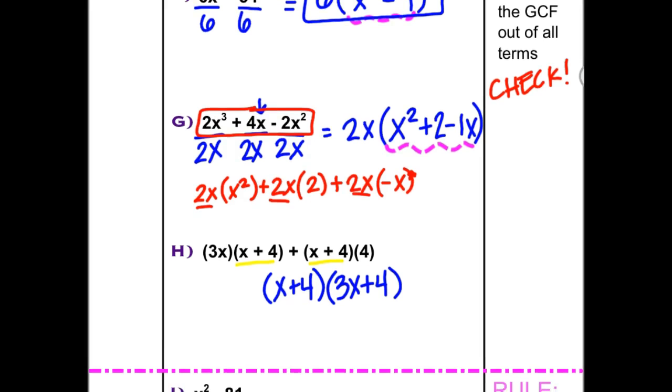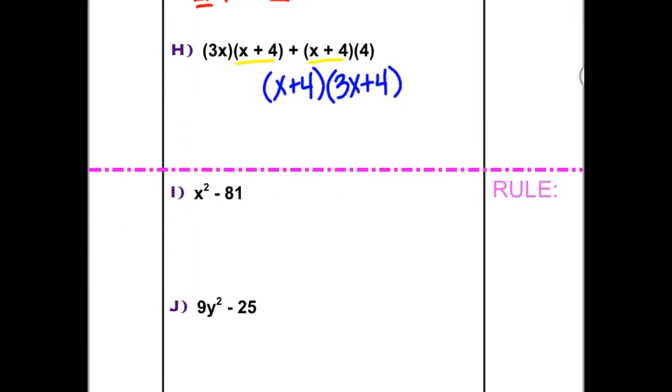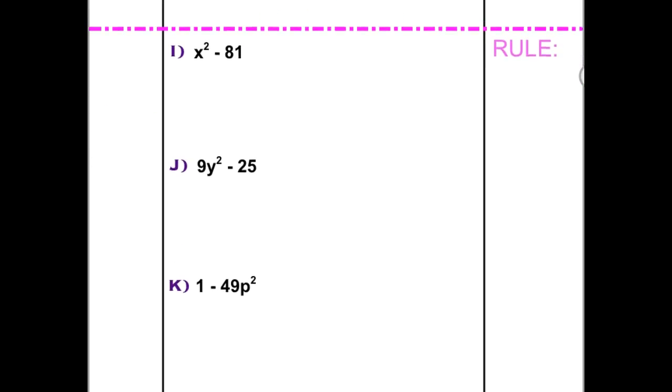That's it for GCF. Now let's take a quick look at what we call difference of squares. I notice that x squared is a perfect square, so is 81. I see that 9y squared is a perfect square, and so is 25. 1 is a perfect square, so is 49p squared. Therefore, if you have that and you have a minus sign in between, we follow our rule that says if you have a squared minus b squared, you take a plus b and a minus b.